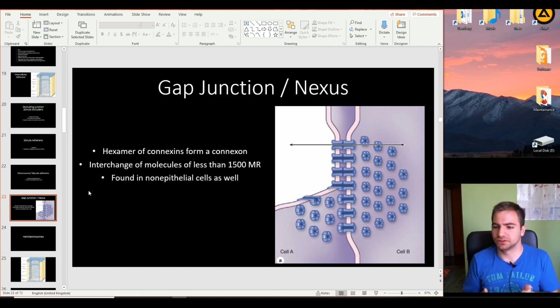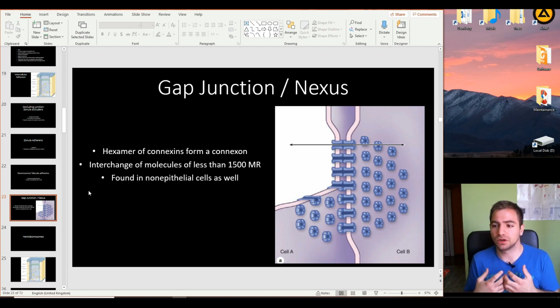What is the point? So what? You created practically opening channels from one cell to the other. So what? Well, the consequence of this channel is that you can actually exchange molecules from one cell to the other.